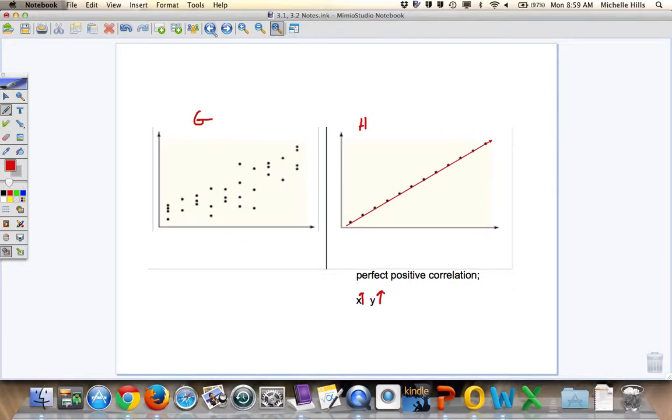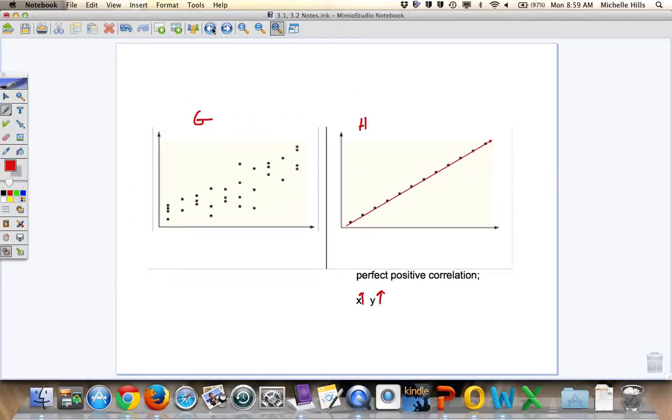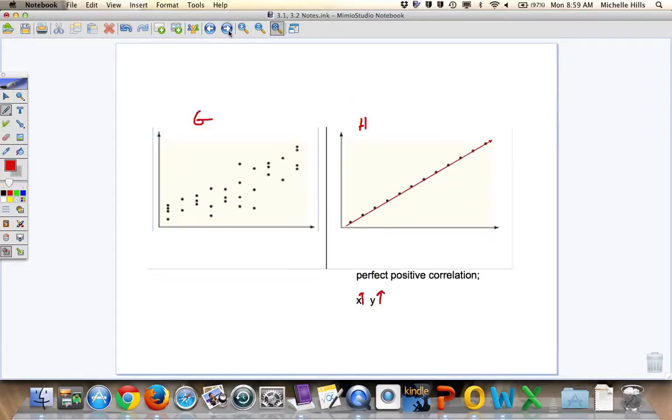Now notice G versus E and F. In F, those points are not perfectly linear. They're actually a little bit more scattered than the ones we saw in A and C, but they're still reasonably close to linear. By the time I get to G, I can tell that the trend of these points is to increase as I go across the graph, as x increases, y increases, but it's much more scattered.